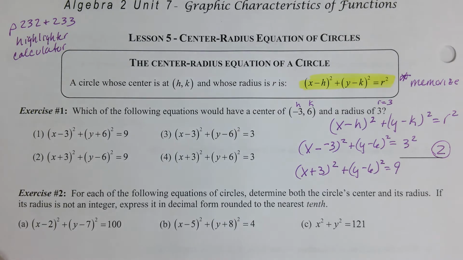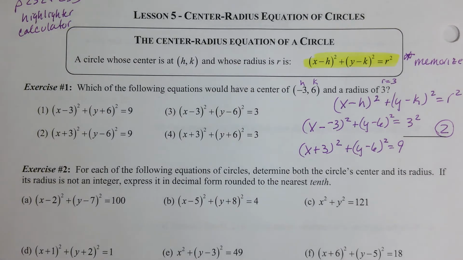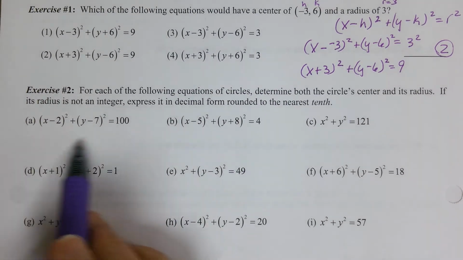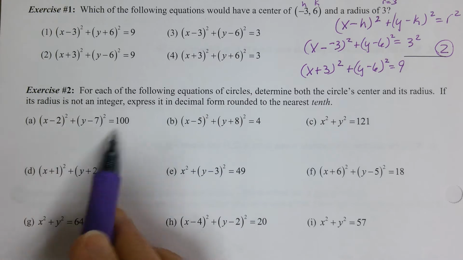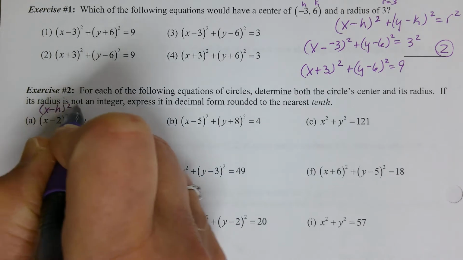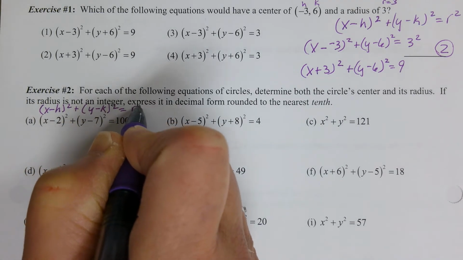For each of the following equations of circles, determine both the circle's center and its radius. If its radius is not an integer, express it in decimal form rounded to the nearest tenth. So this is the equation. You have to recognize this as being the equation of a circle: (x - h) squared plus (y - k) squared equals r squared.